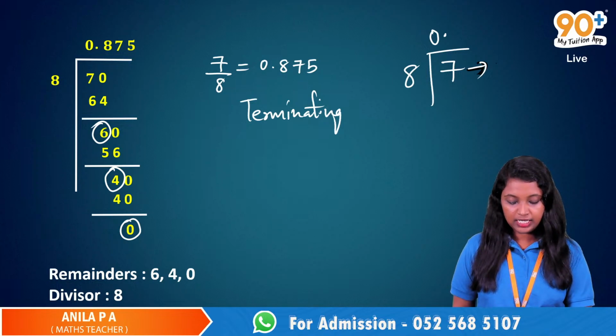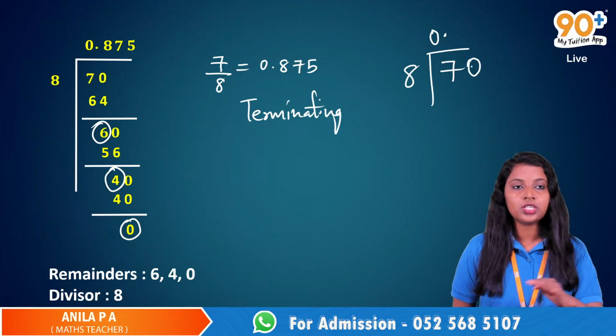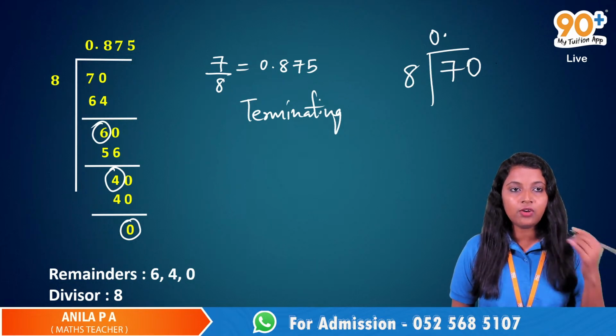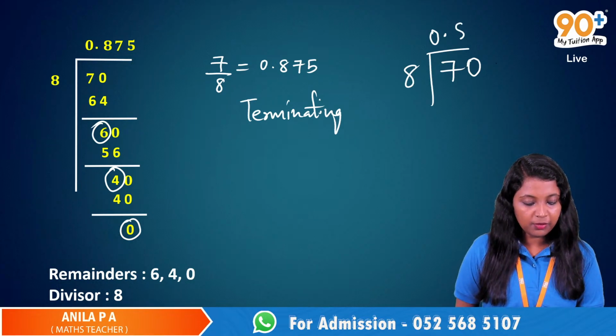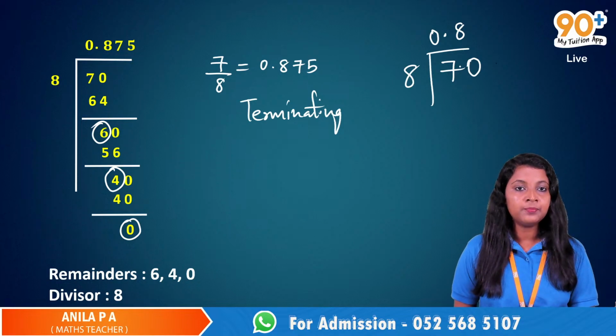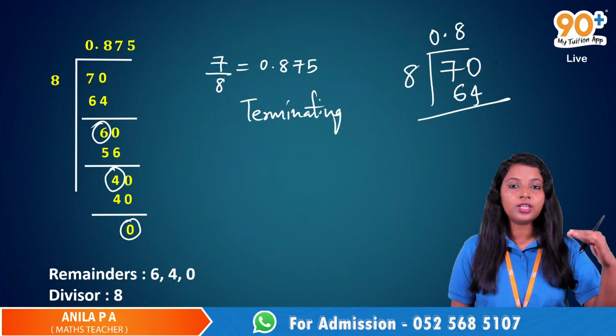After putting the decimal, we can always add a 0. Not adding, we can just write a 0 just beside the 7. So it will be 70. We can then write a number so that that number into 8 will give you a number less than or equal to 70. So 8 8s are 64. Then you can just proceed.